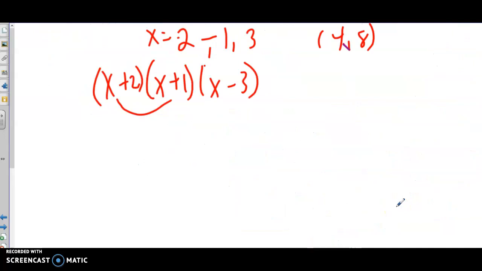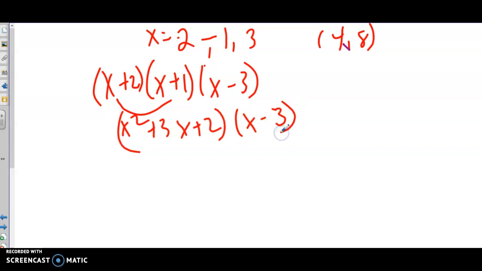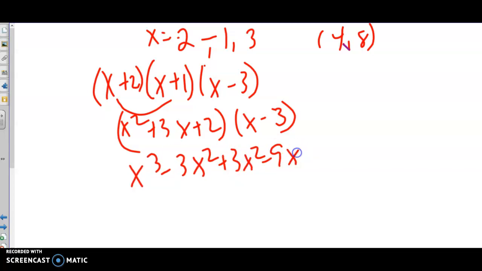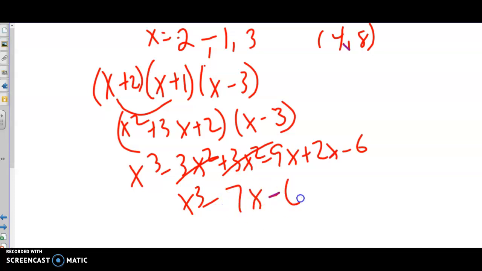We're asked to find a polynomial whose zeros are -2, -1, and 3, and it has to go through 4 items. So we work backwards, write the factors, and multiply them 2 at a time. We're going to get x squared plus 3x plus 2. And you have to multiply that times x minus 3. When you do that, you're going to get x to the third minus 3x squared plus 3x squared minus 9x plus 2x minus 6. You can get rid of these guys. You're going to have x to the third minus 7x minus 6.